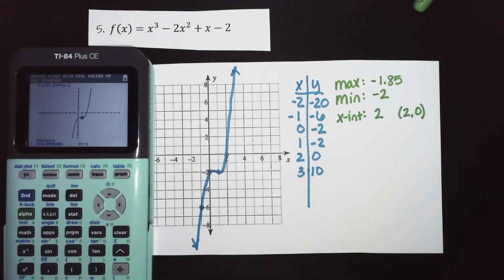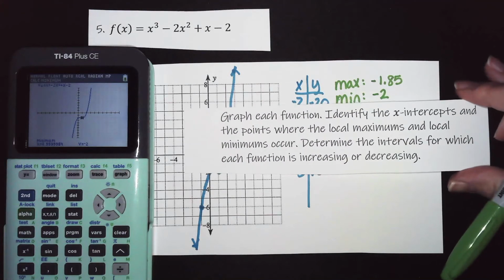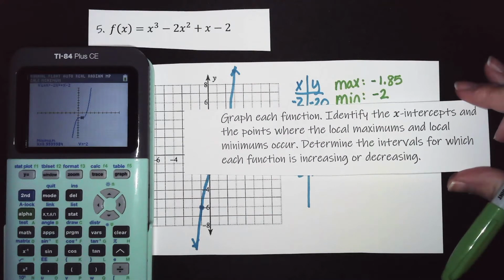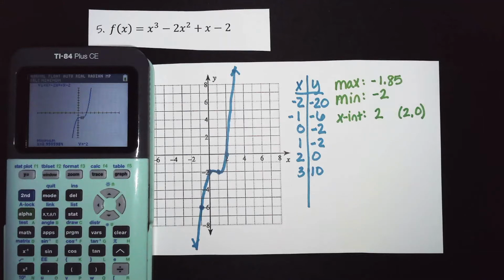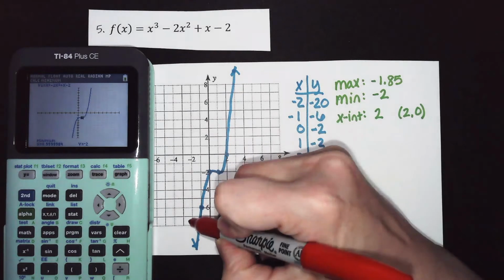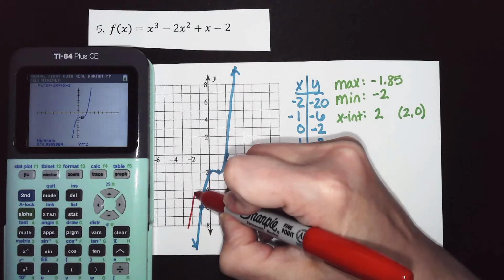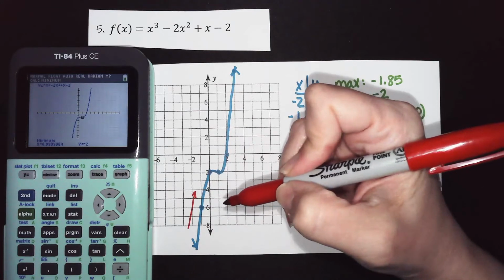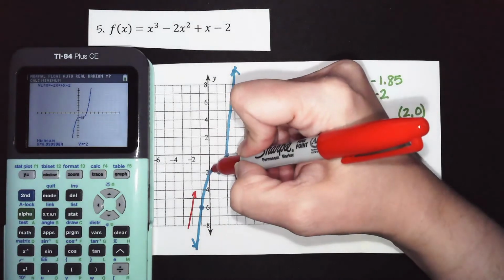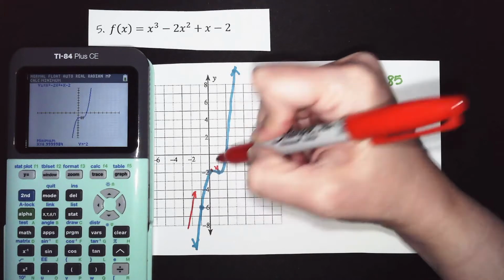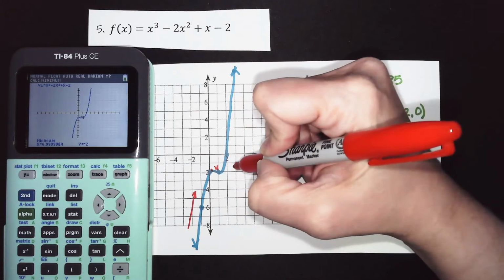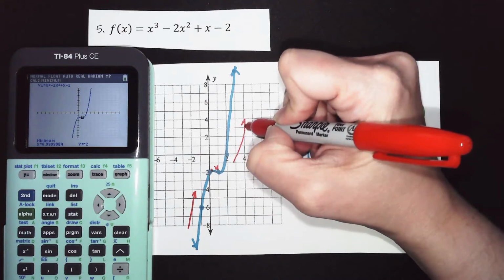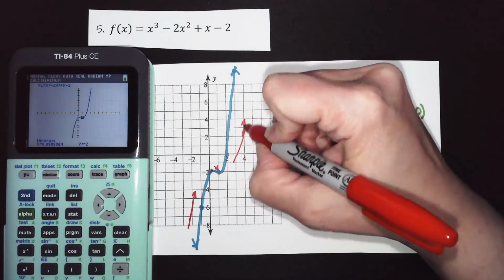Okay, and then it wants the intervals for which the function is increasing or decreasing. So we need to look at this graph, and from left to right, I'm going to draw arrows determining if it's going up or down. So from left to right here, it is going up as it goes to the right, hits that turning point, and then it's going to go down to the minimum, and then it's going to go up to the left. That's a really bad arrow. I don't know what was going on there.